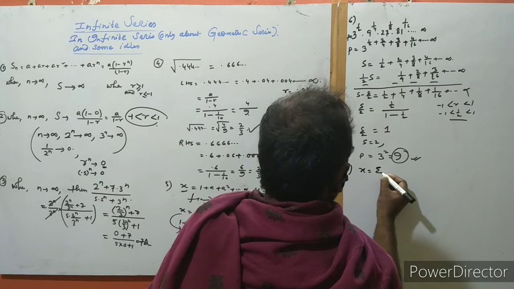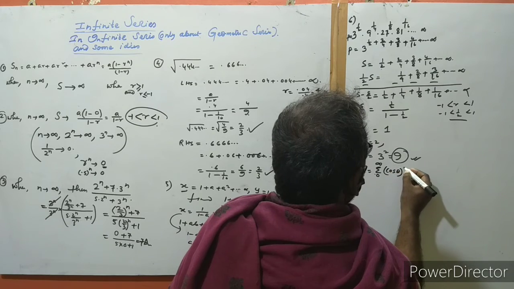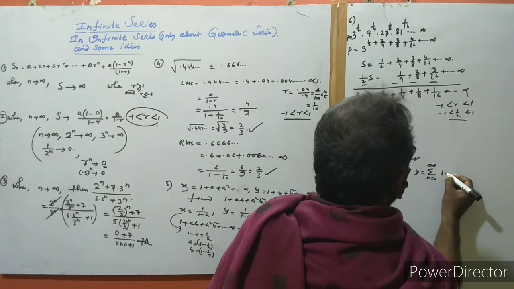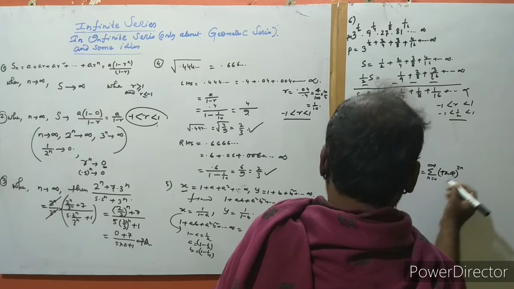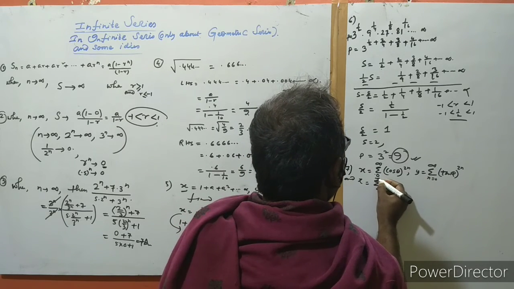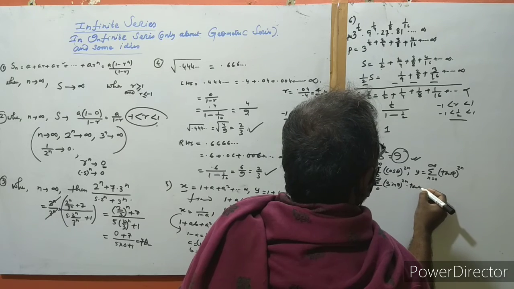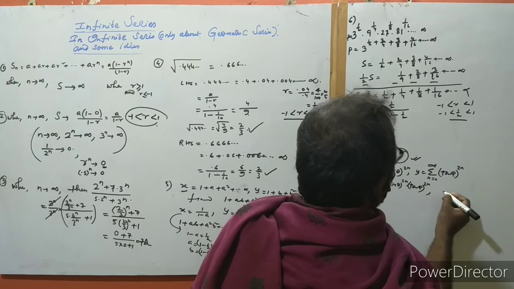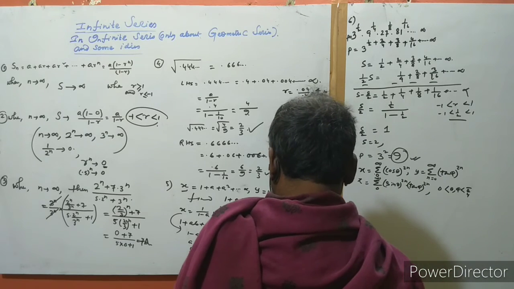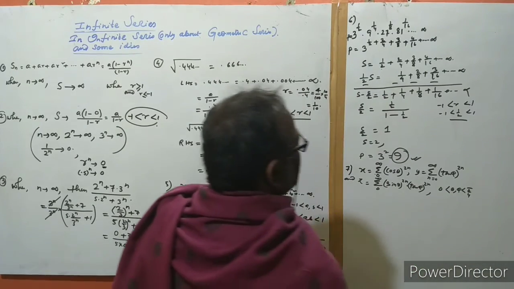If x is equal to the summation from 0 to infinity of cos theta to the power 2n, and similarly y is equal to the summation from n equal to 0 to infinity of tan phi to the power 2n, and z is equal to the summation from 0 to infinity of sin theta to the power 2n times tan phi to the power 2n, where theta and phi lie between 0 and pi by 4, then find the relation between x, y, z.